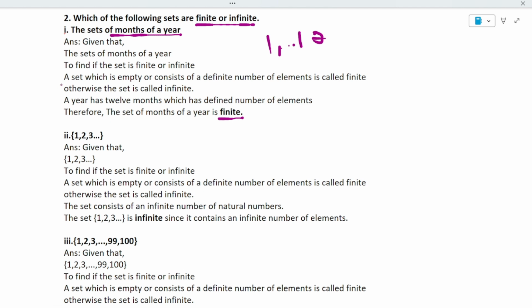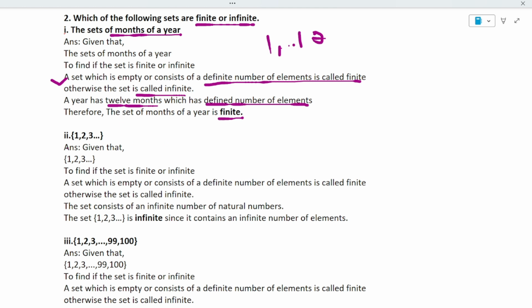You can write this definition: a set which is empty or consists of a definite number of elements is called finite, and otherwise it is called infinite. You can write this definition for all the questions, and write the statement that I have 12 months, which has a defined number of elements. If anyone asks you how many months are there in a year, you say correctly 12. So it is finite, it is countable, we can say in other words.